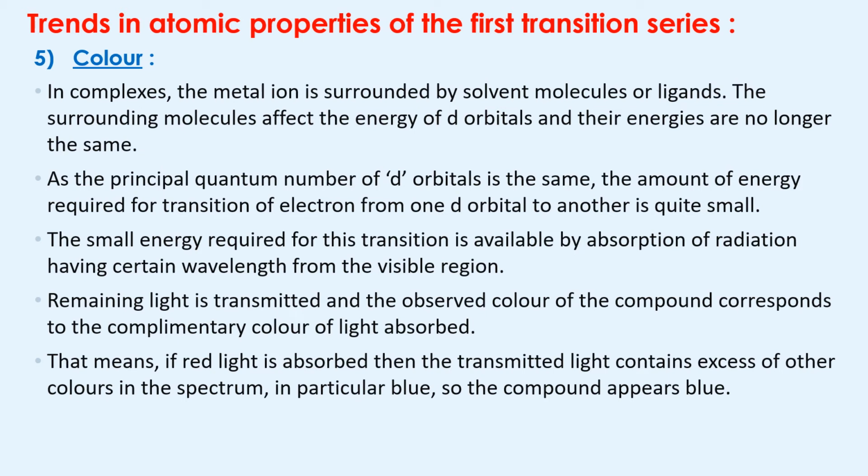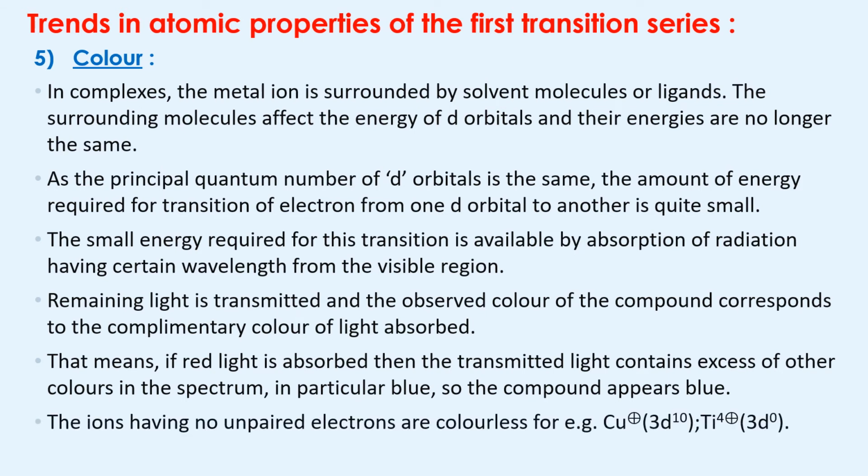Now, which color do they appear? The light is transmitted, and the observed color of the compound corresponds to the complementary color of the light absorbed. If they absorb red light, the transmitted light contains an excess of the other colors in the spectrum, in particular blue, so the compound appears blue in nature. The ions having no unpaired electrons are basically colorless. The compounds which don't contain any unpaired electrons are colorless in nature.